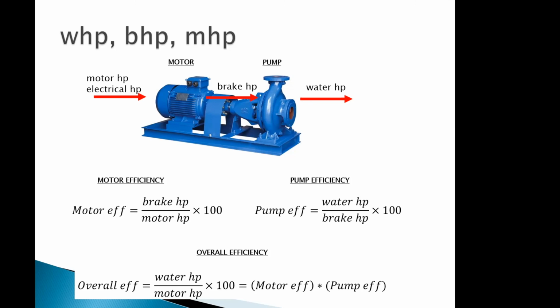And then same thing on the motor, it's not 100% efficient. So your motor horsepower or electrical horsepower is going to be higher than the brake horsepower that comes out of it. And remember that motor horsepower, that's what we pay for, right? We pay for the amount of electricity we draw from the power utility, even though we only get the water horsepower out of it, which is a smaller number. And that's all about efficiency.